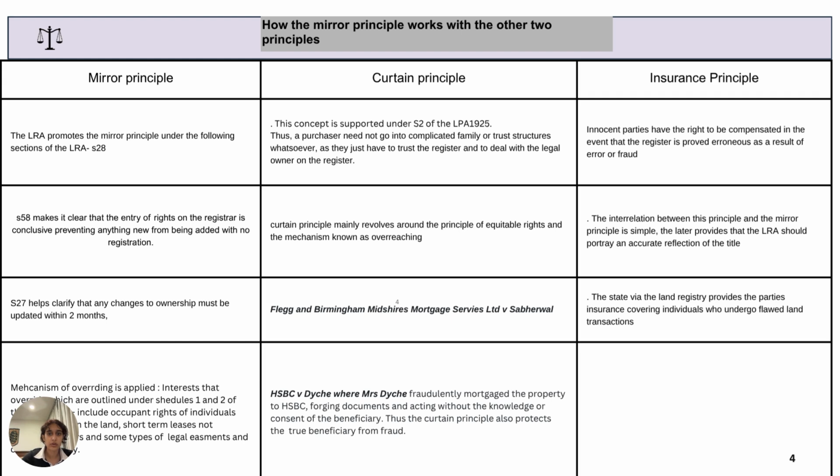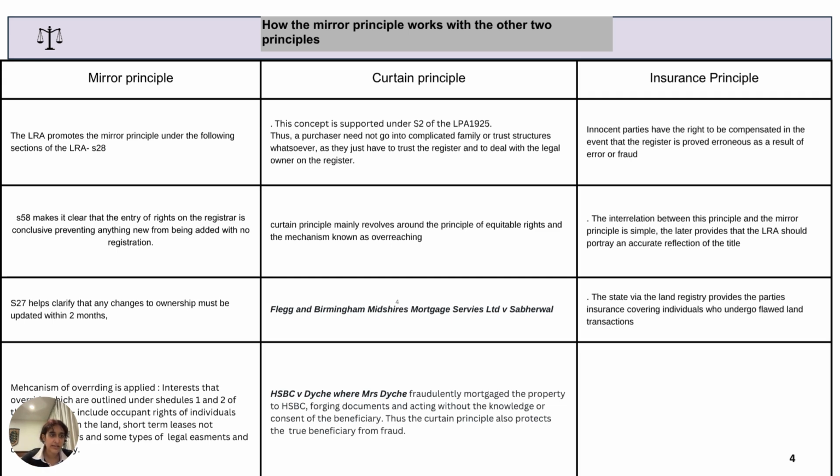Lastly, we'll look at the insurance principle and what it is. This principle allows parties to have the right to be compensated in the event that the register is proven to be wrong as a result of error or fraud. It builds the confidence of people within the system. So, in total, the three principles make sure that the land system remains open, clear, and easy to use. Now, how does the insurance principle relate to the mirror principle?